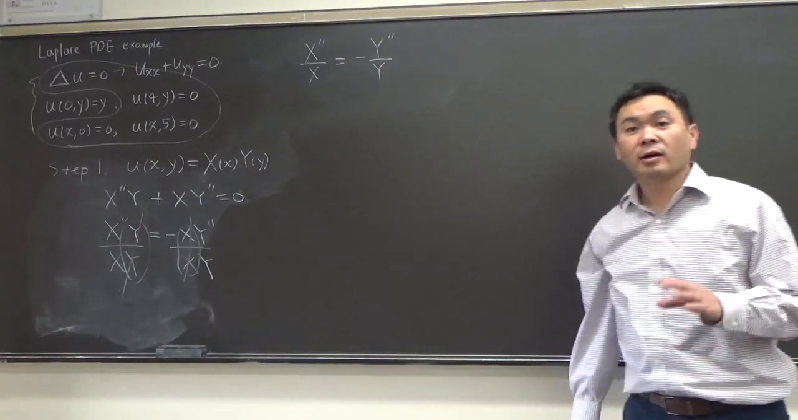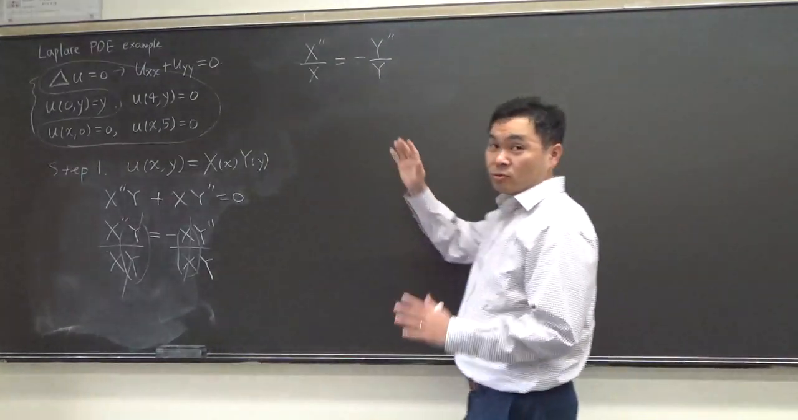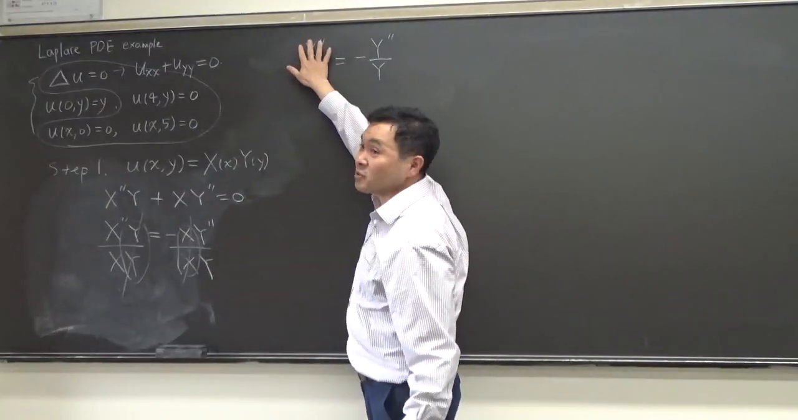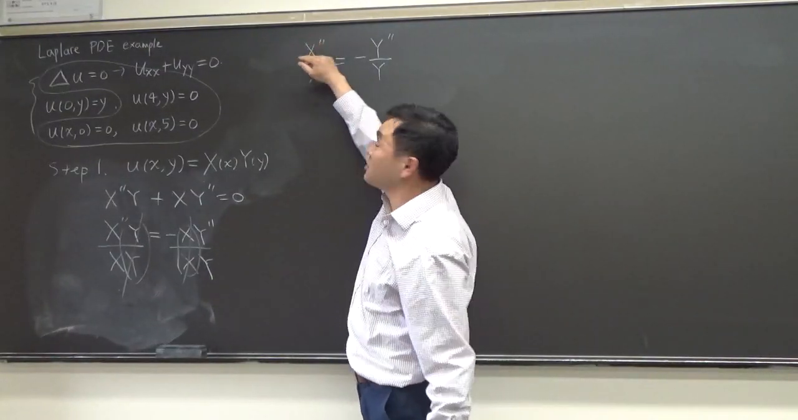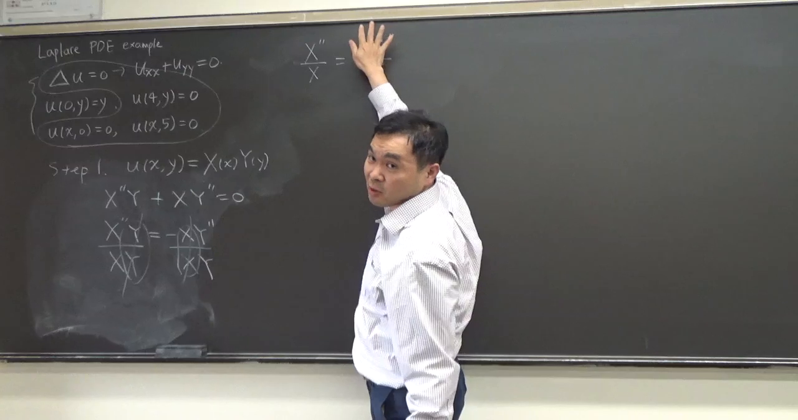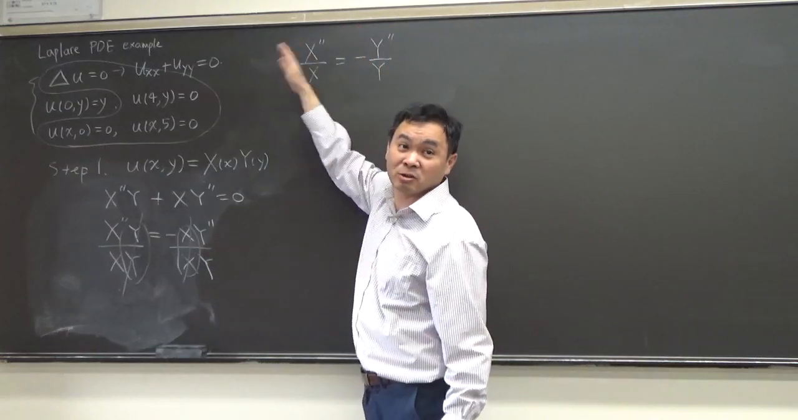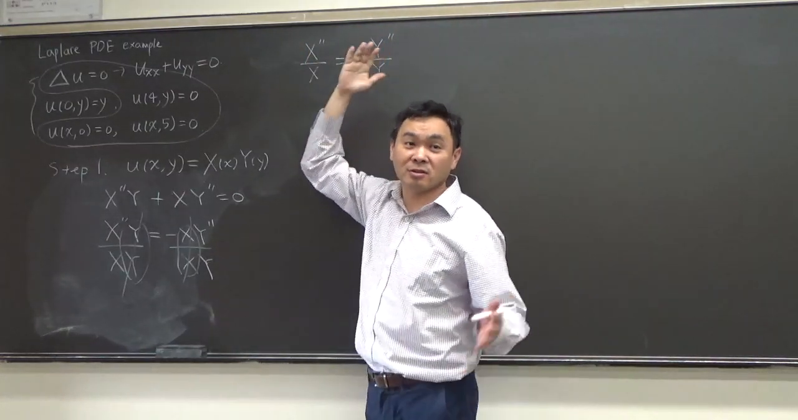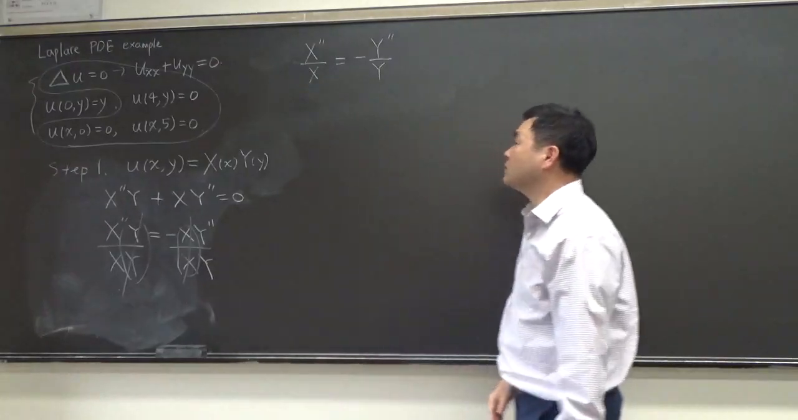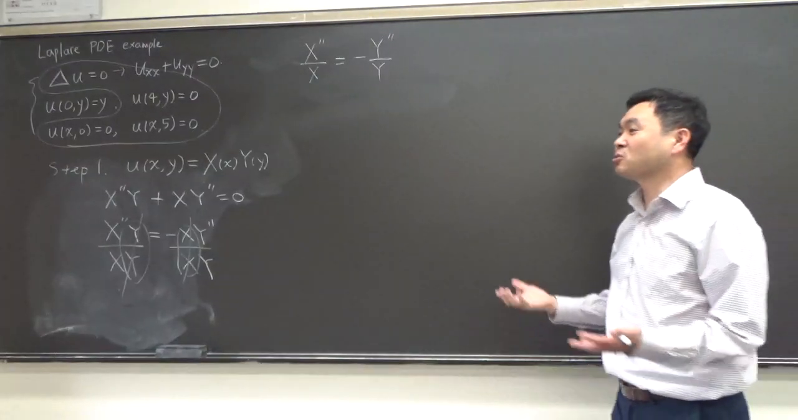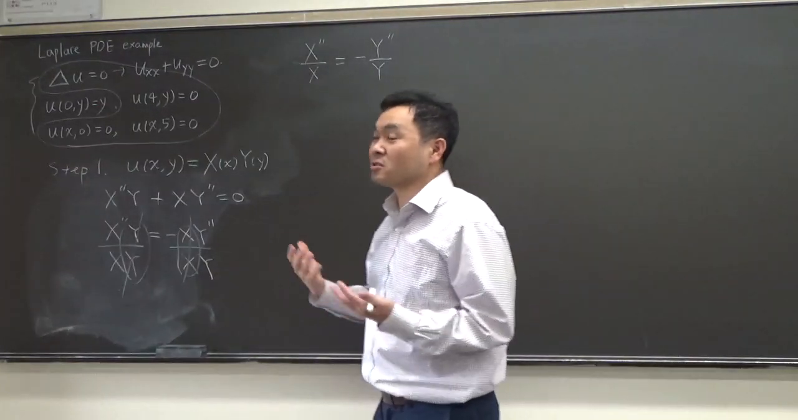Okay. Again, we use the standard argument that the left side is a function of x only, the right side is a function of y only. That means the only way they could be equal is if they're equal to a constant, right? A function of x can only equal a function of y if they're both constant functions.